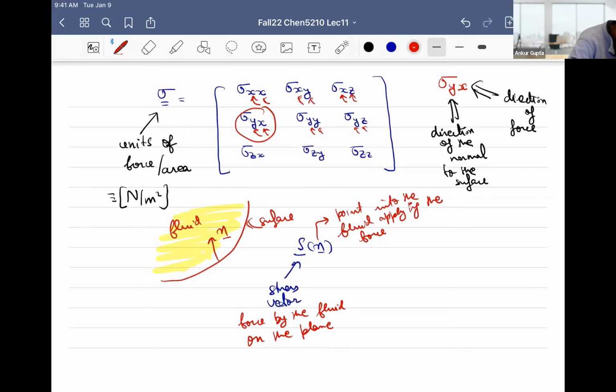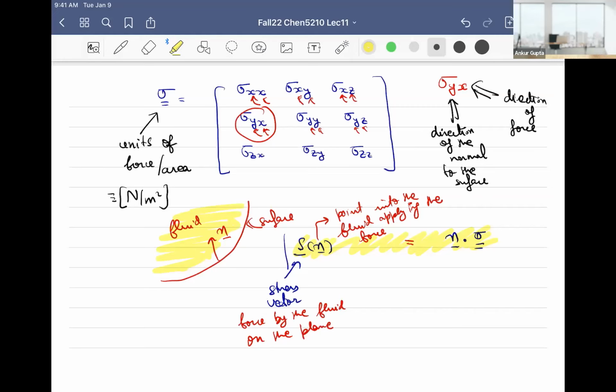What is the relationship between stress vector and tensor? We get n dot sigma. This n dot sigma is the definition of the stress vector. You take the normal into the fluid, which is applying the force, you calculate the force by the fluid on the plane, and you do an n dot sigma. I hope you remember that when you were thinking of flux through a plane, you were doing n dot q. It's very similar. When we wanted to calculate a flux through a plane, we said it's n dot q, and we knew the direction has to be normal to the surface. Now we are saying we don't know the direction.